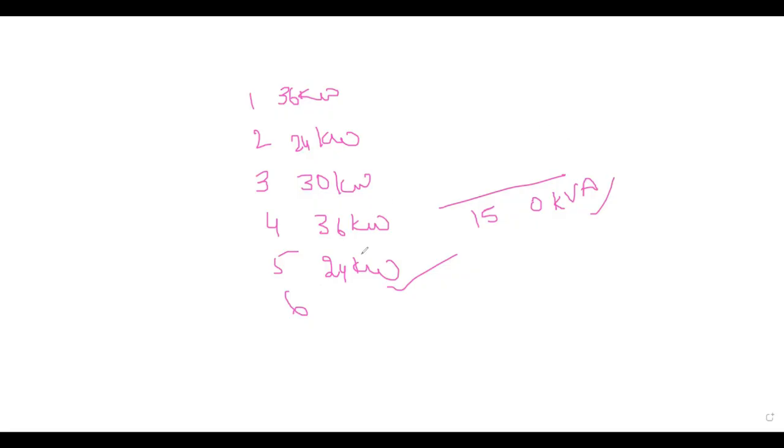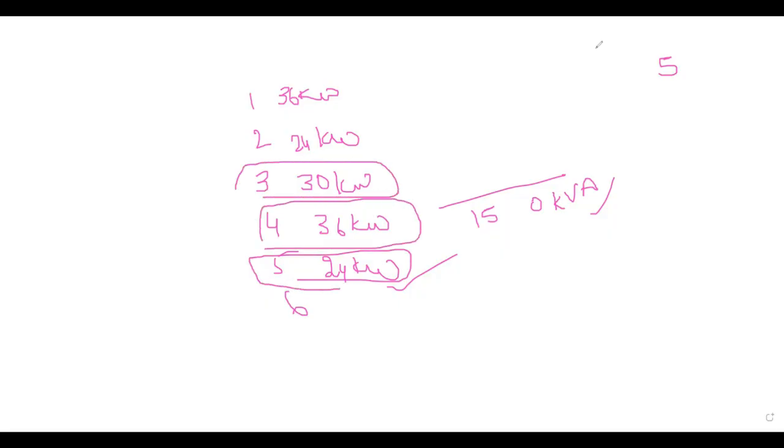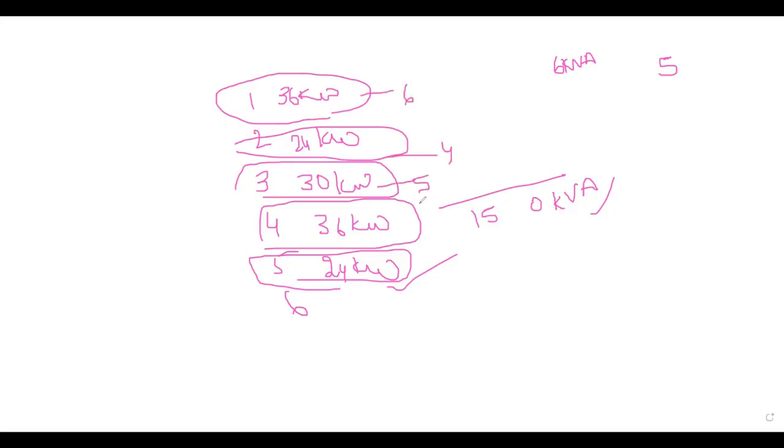Now, suppose it's a 5-storey building, and these are the customers on each storey. I said before, each customer has 6 kVA. Let's see how many customers there are. On the first floor, 6 persons, 4 persons, 5 persons, 6 persons, and 4 persons. That's 10, 10, 25. So 25 are the customers.